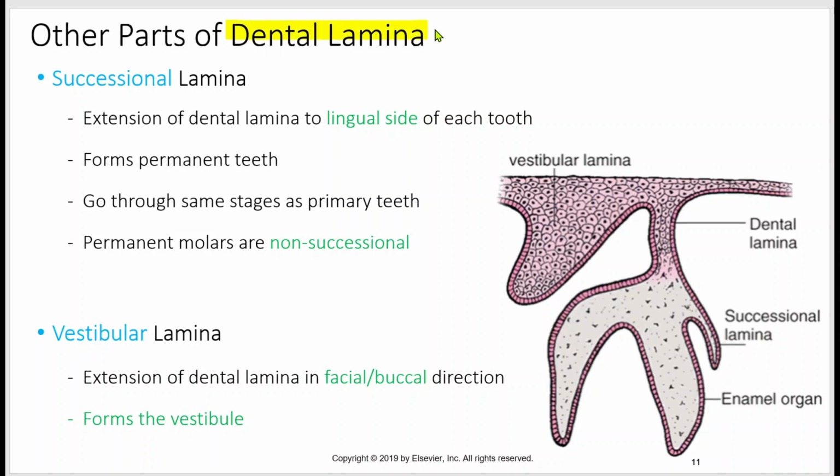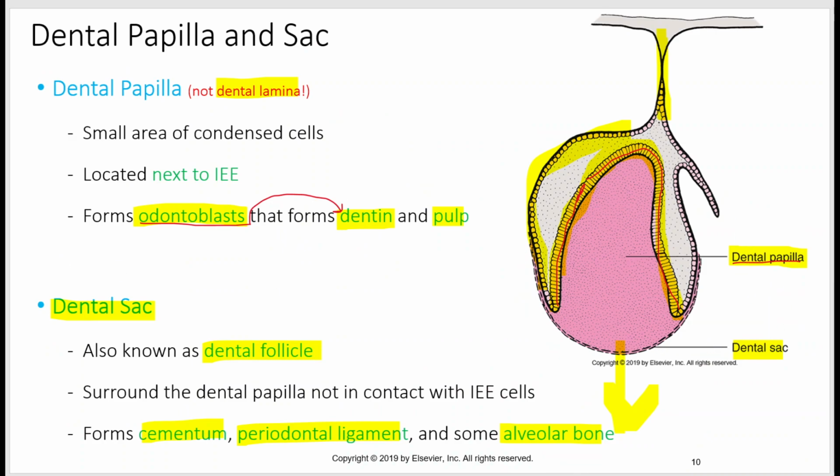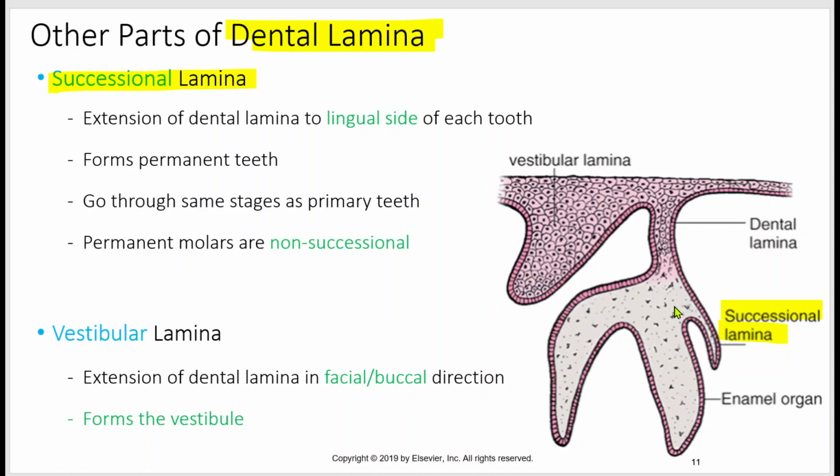Now, other parts of the dental lamina, which I already talked about in the first picture, the successional lamina, which is this one here, right? And again, know these pictures, you'll be able to recognize these things here. The successional lamina is the one that makes the permanent teeth, and it appears, or extends, lingual to each tooth. So you see, this is the enamel organ for the primary tooth, and this technically is the successional lamina that will start forming and will form the same stages. So we'll have also an enamel organ here that will start to erupt and all of that same thing.